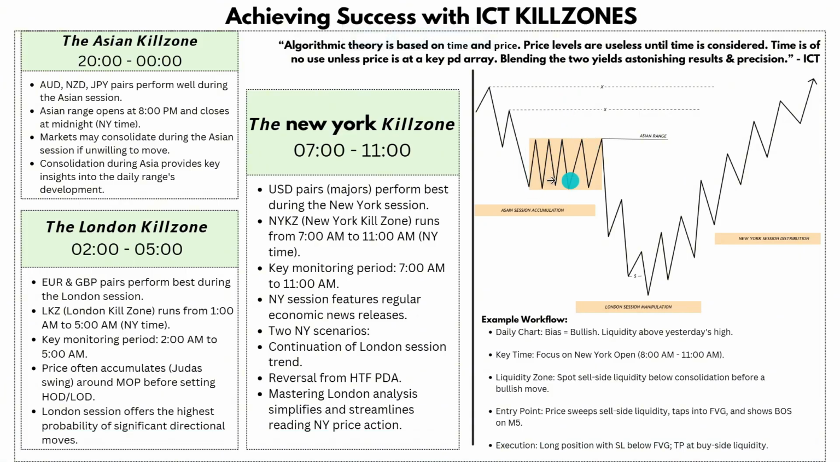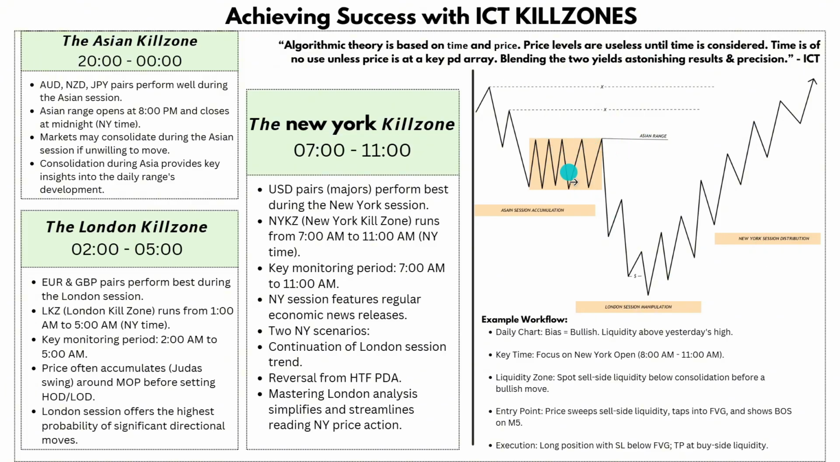As we see right here in the schematic, this is how our kill zones will form. The Asian session usually gives us our accumulation phase. As we see, the Asian session will give us our accumulation, and then during the London kill zone right here, just like I stated for our Judas swing, this is when price will either push lower to give us our London manipulation low, or a London manipulation high if we are in an uptrend looking to go down.